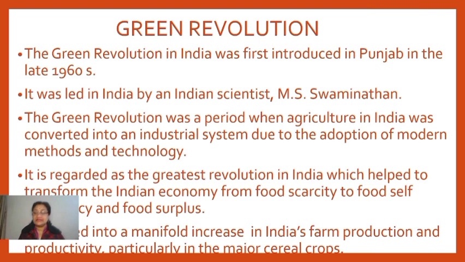such as HYV seeds, pesticides, insecticides and fertilizers. If it was successful, and people saw that the result was positive and to what extent, then it would be introduced in the other parts of India. So keeping this in mind, first of all the Punjab state of India was taken for this Green Revolution. The main crops selected for this purpose were wheat and rice.